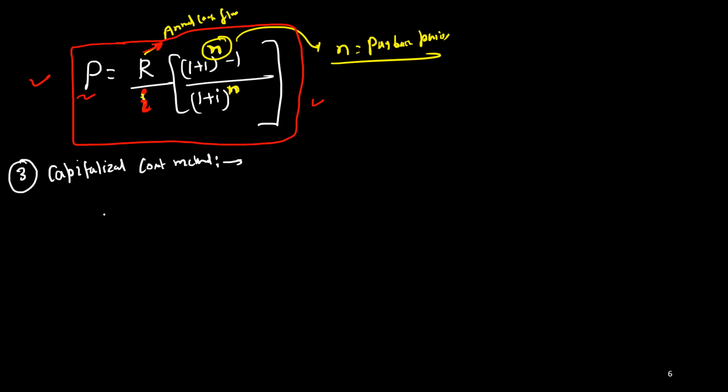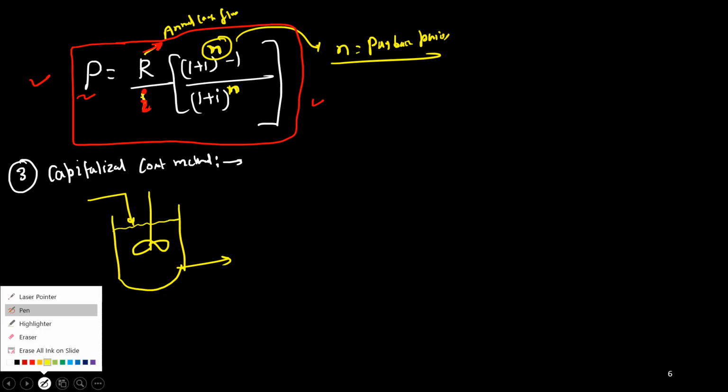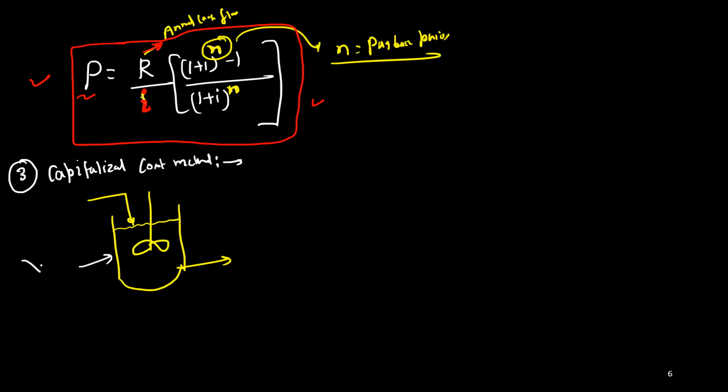So let's say you want to make a reactor, or you can show the reactor in this way. I am giving you the physical essence of the capitalized cost method so that when this method can be used, you can get some idea. Let's say you want to make this particular reactor. Now some amount of money will initially be needed. Let's say we know the amount of money required for buying this equipment. We note it as the original cost.